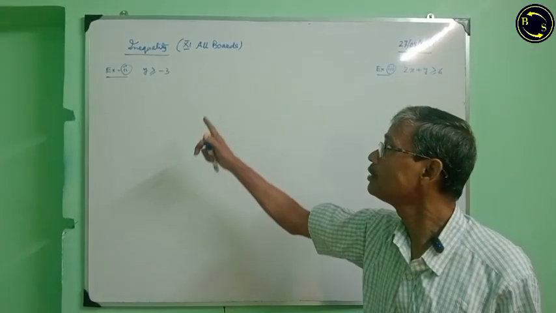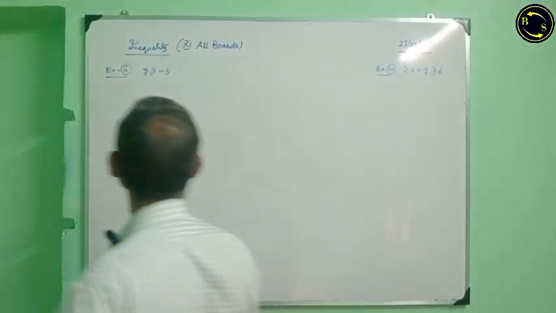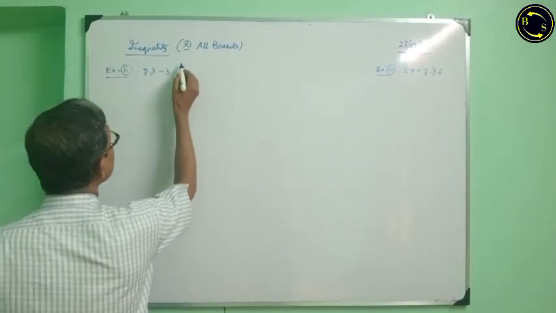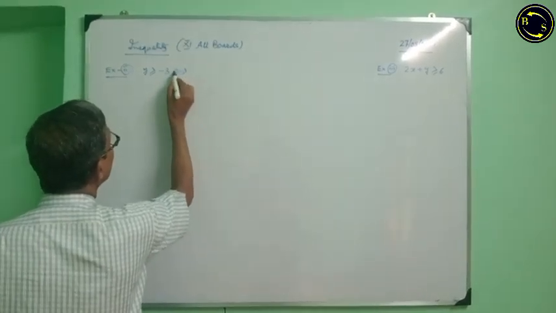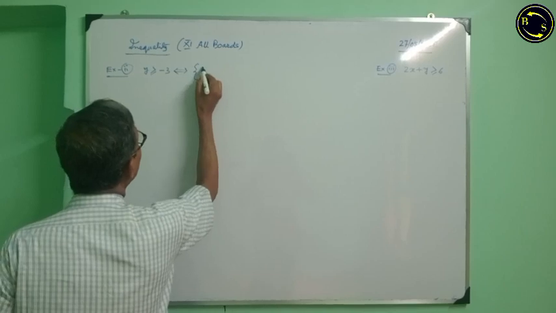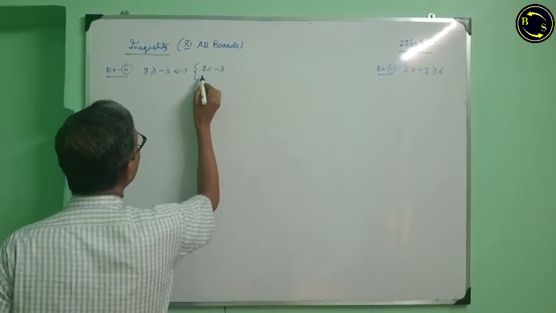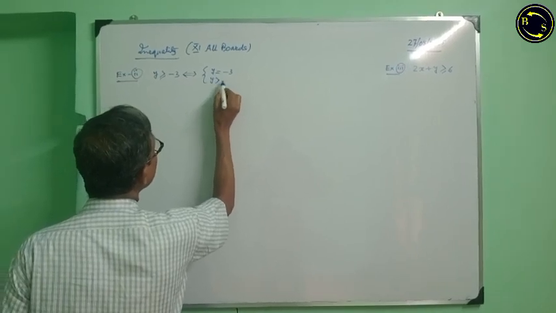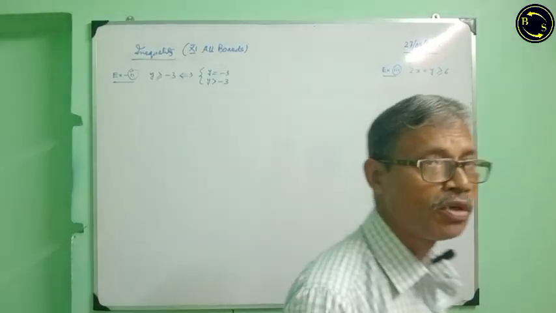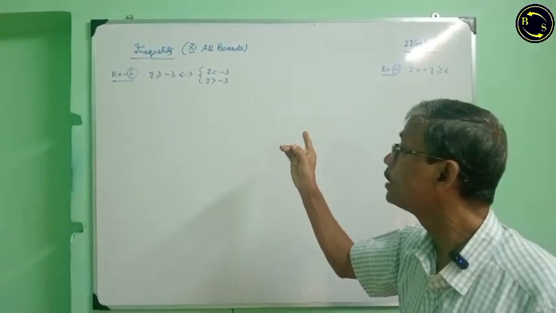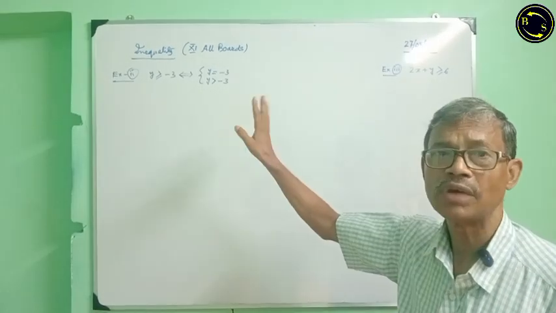Next I consider this one, y greater than equal to minus 3. Already I have mentioned this is the combination of y equal to minus 3 and y greater than minus 3. When we combine those two, we get y greater than equal to minus 3.